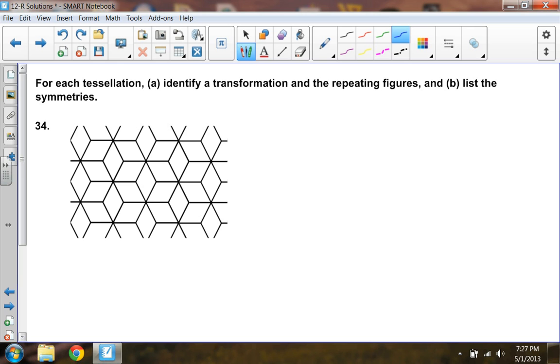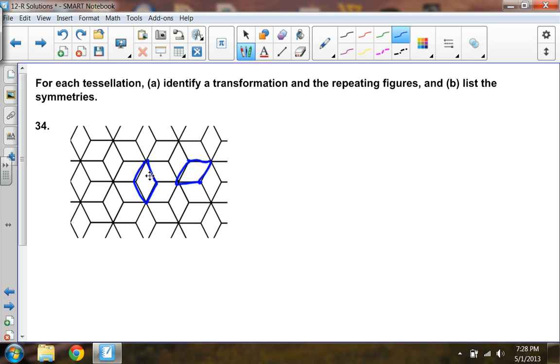Okay, this is problematic. Okay, for each tessellation, identify a transformation in the repeating figures and list the symmetries. Okay, so here's an example of a repeating figure. All these are diamonds. I take that, this diamond pops up everywhere. It pops up here. It even pops up here. This is a diamond. It's the same thing.